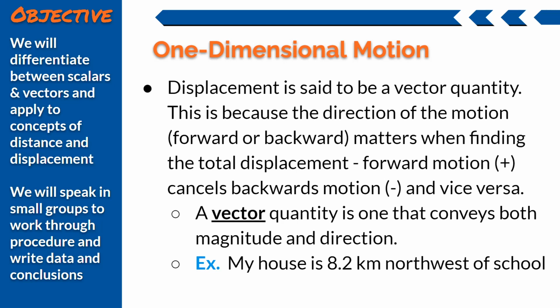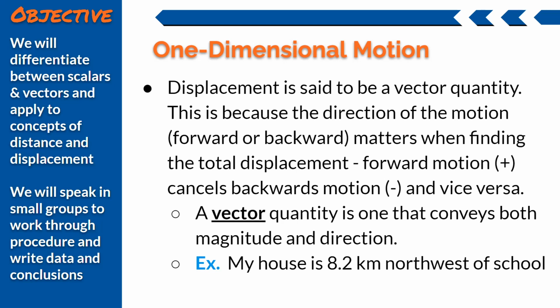Okay, a vector quantity, we call it a vector because the direction of the motion matters when you find your total displacement. If I drive forward and then I turn around and go the opposite direction, then my displacement from where I started is going to be affected by the fact that I went in the opposite direction. The direction matters with vector quantities. So displacement is an example of a vector quantity.